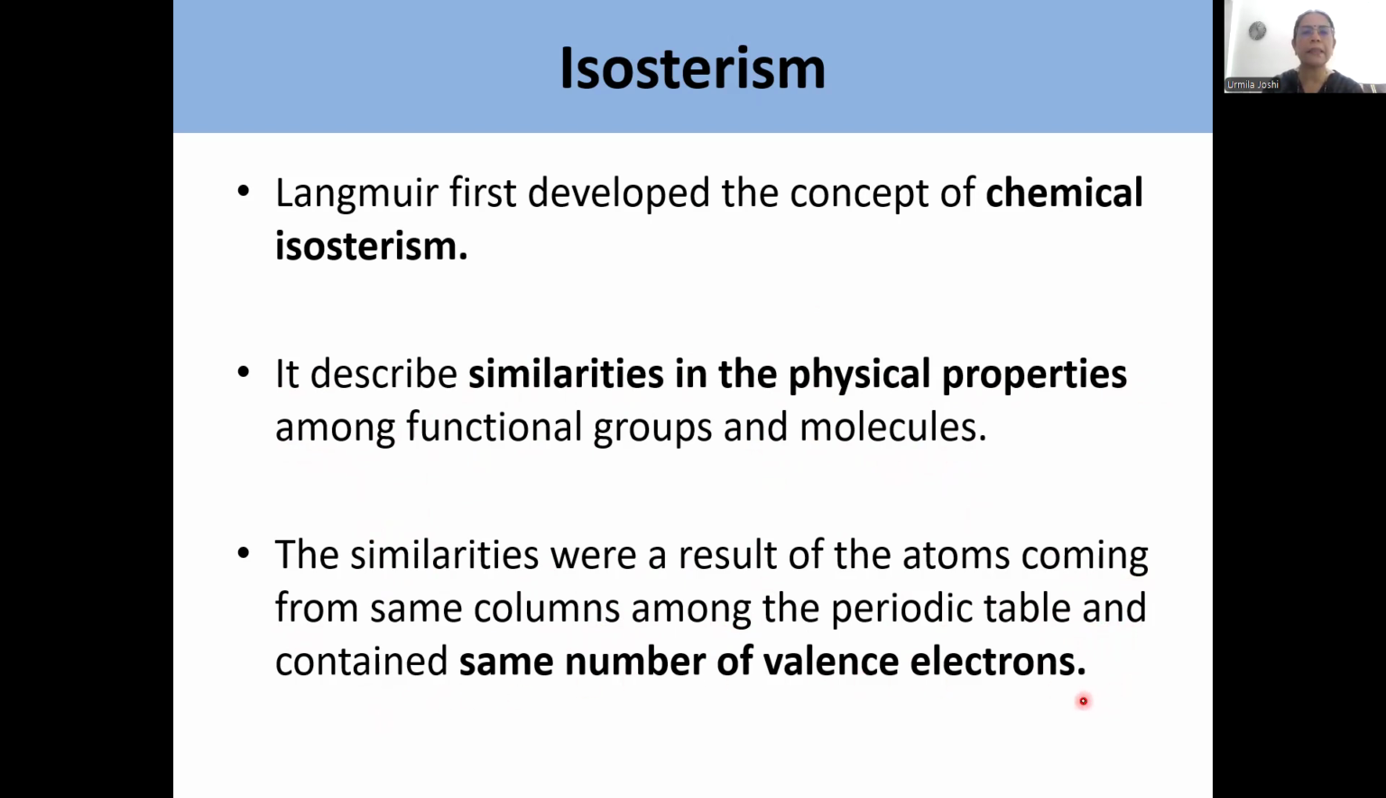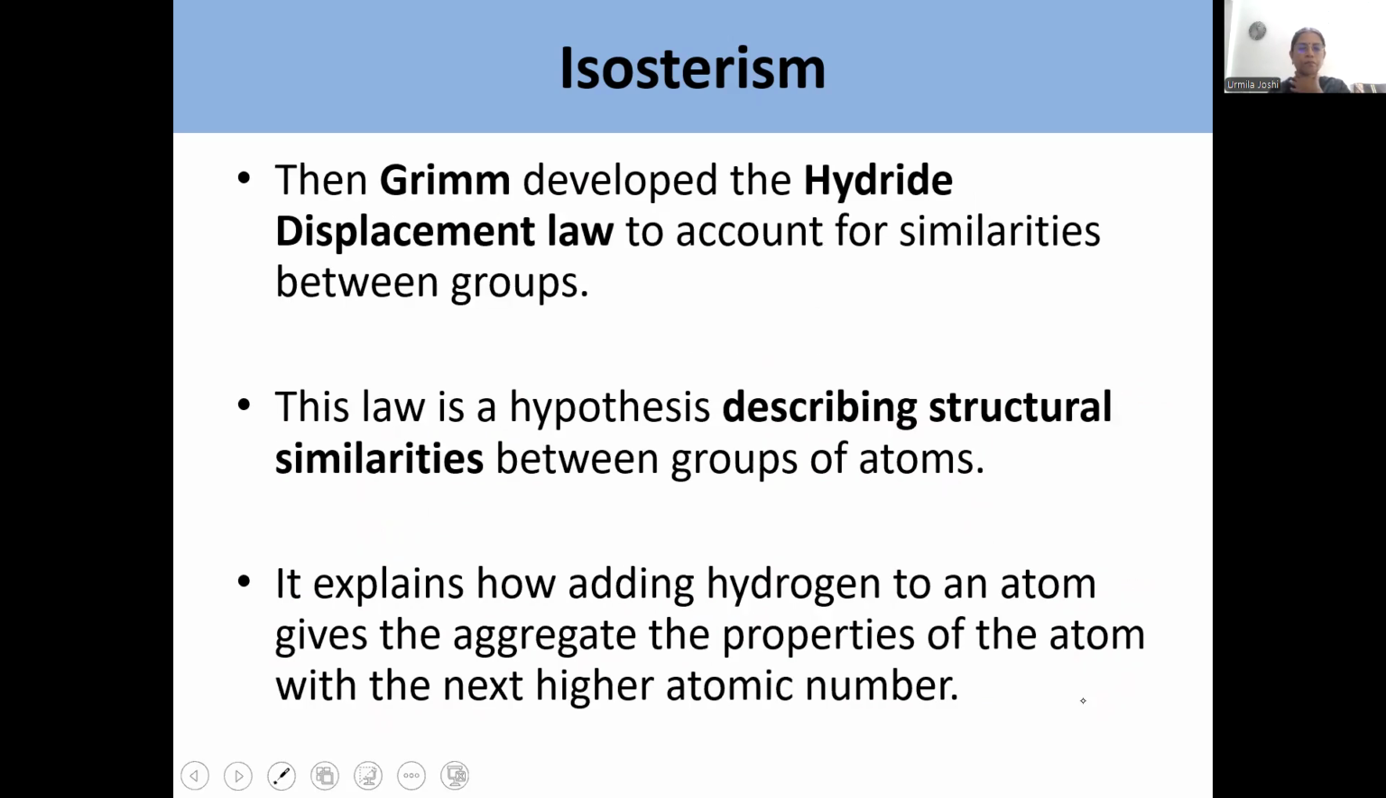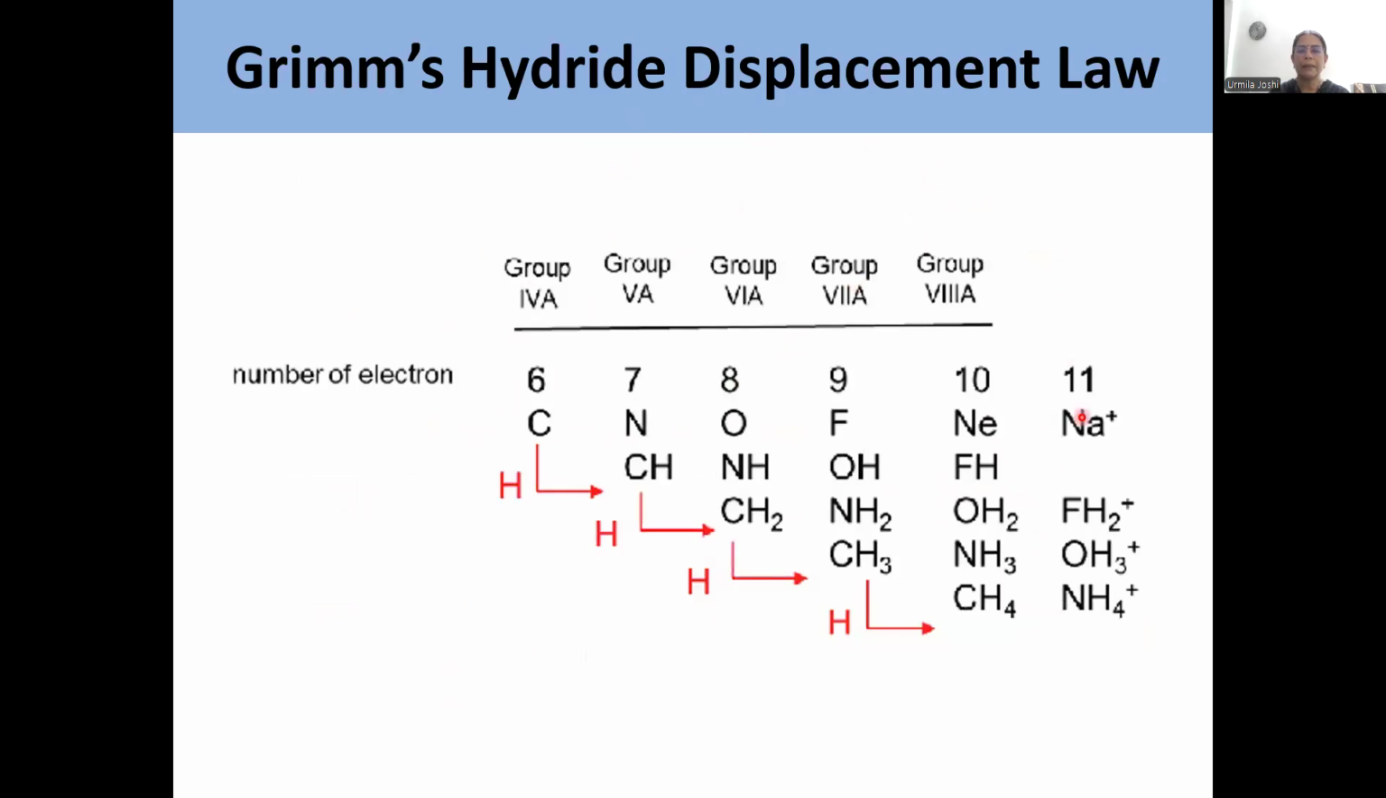So let us try to understand this by example. First, let us try to understand what was Grimm's hydride displacement law. This accounts for similarities between groups. And this law actually is a hypothesis which describes structural similarities between groups of atoms. And it explains how adding hydrogen to an atom gives the aggregate properties of the atom with next higher atomic number. It will be more clear by this table.